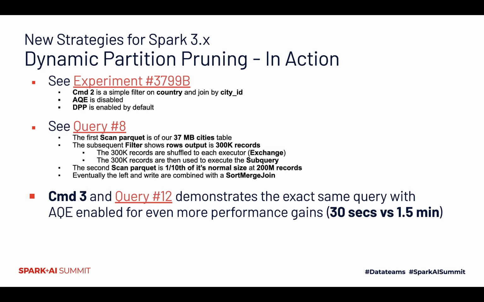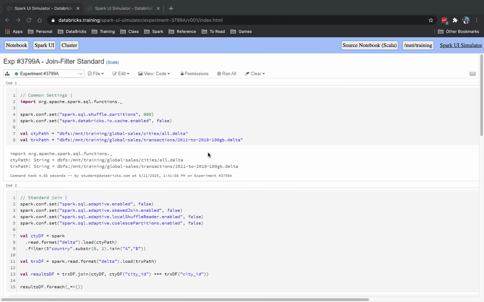Now, let's look at a demo. So over here, we have the query that we just saw previously, where we're reading in our city data and our sales data, and then we're joining them for countries where the country starts with either the letter A or the letter B. And we're going to compare two different data sets.